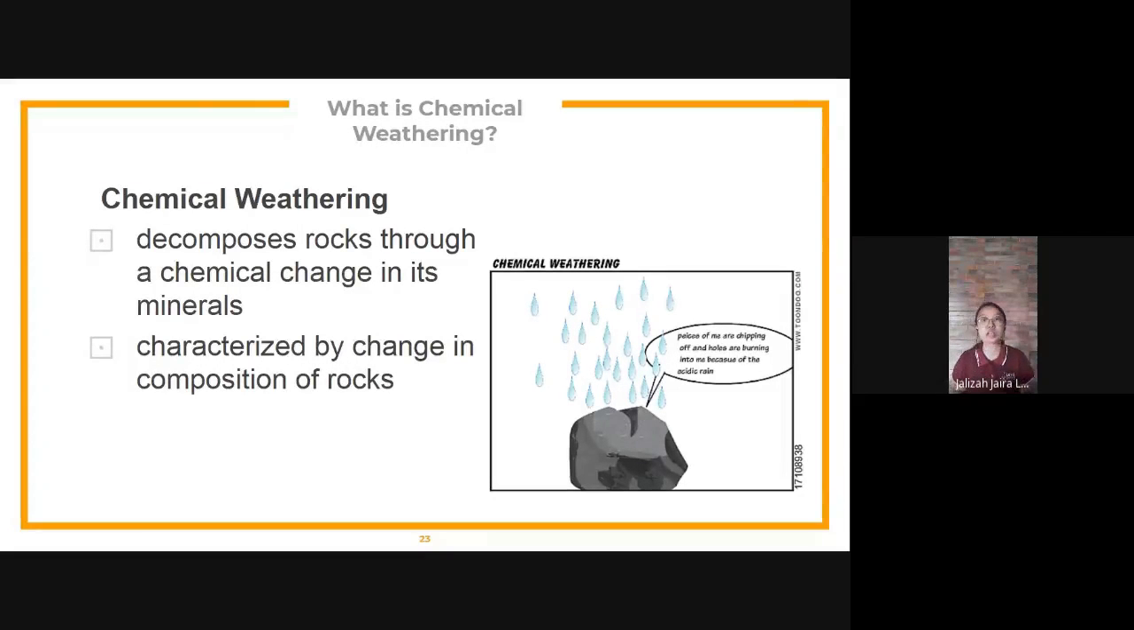So the second process is chemical weathering. Here, there's a decomposition of the rock because of chemical change. So in a way, we're starting to change the composition of the minerals. You change the composition of the minerals, you end up changing the composition of the rocks.